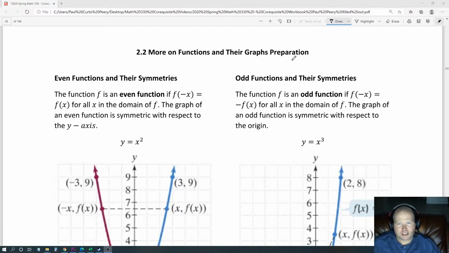2.2, more on functions and their graphs preparations. Even functions and their symmetry. All right, the function f is an even function if f of negative x is equal to f of x for all x in the domain of f. The graph of an even function is symmetric with respect to the y-axis.